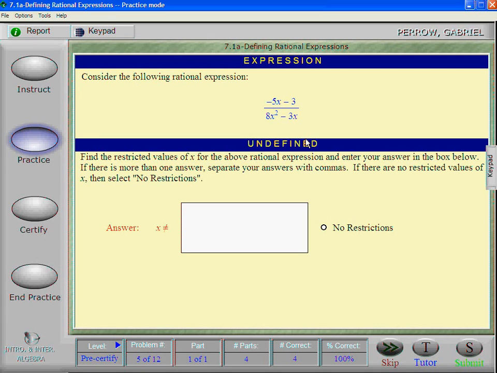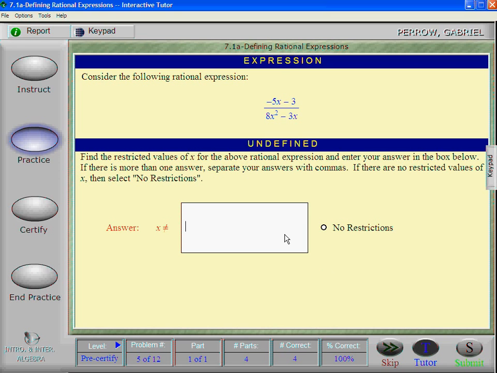Okay, another example from 7.1a. We've got negative 5x minus 3 over 8x squared minus 3x. And looking at the bottom there, it looks like it's going to be another one of those types where we can factor out a greatest common factor of x and work with what we've got left.